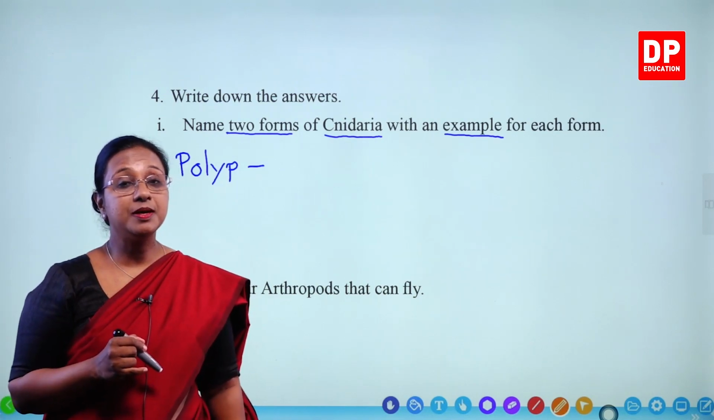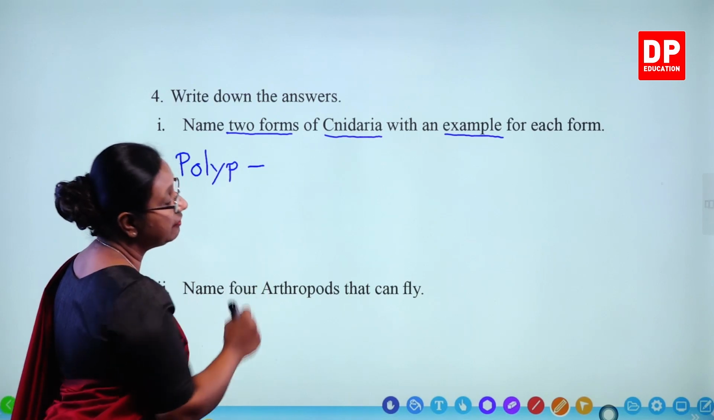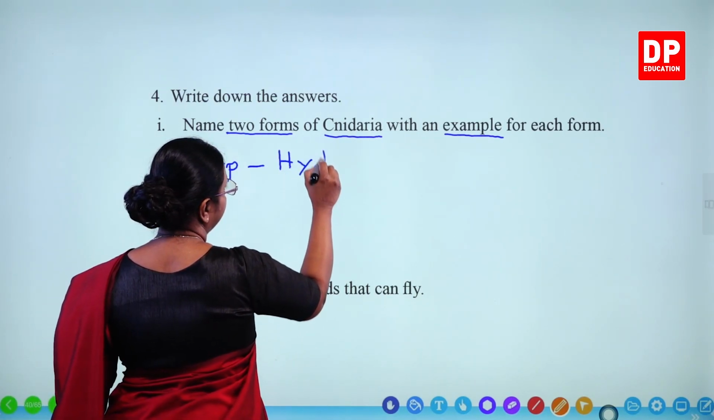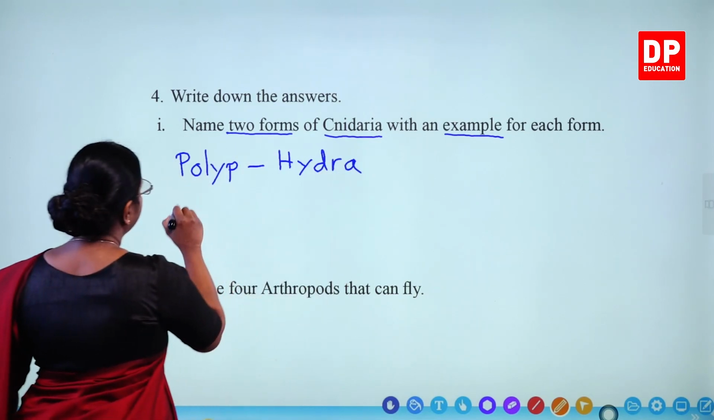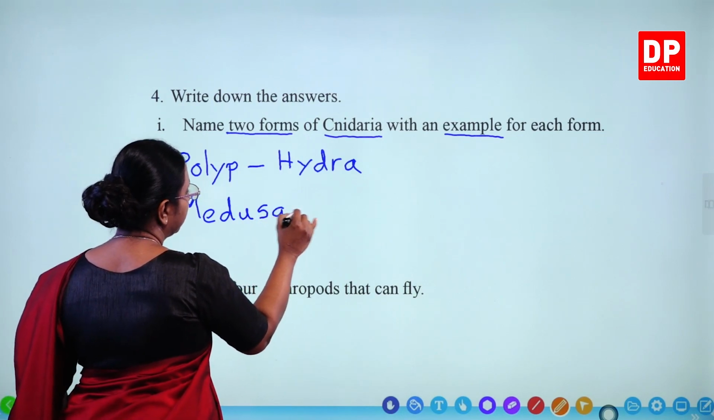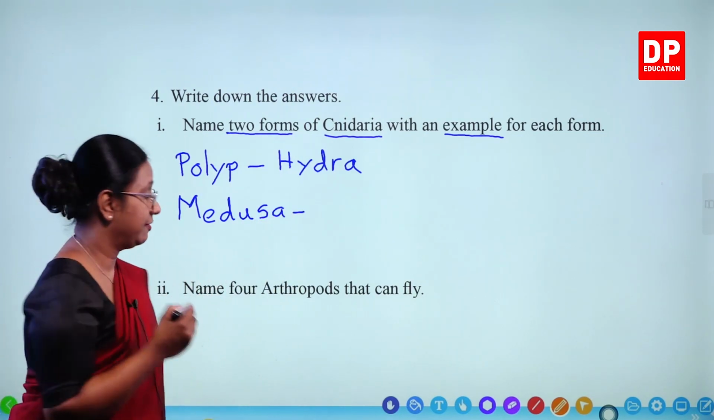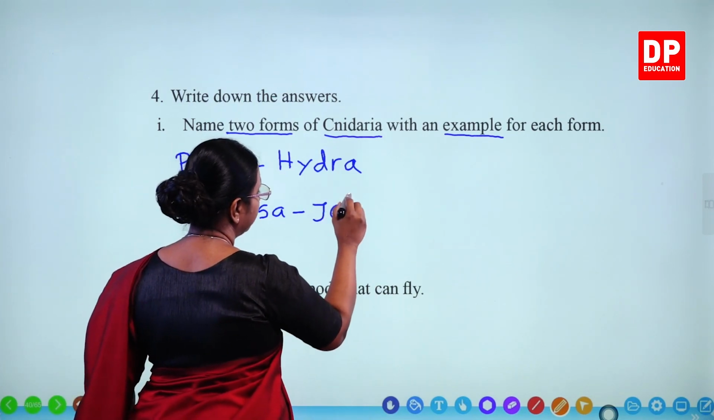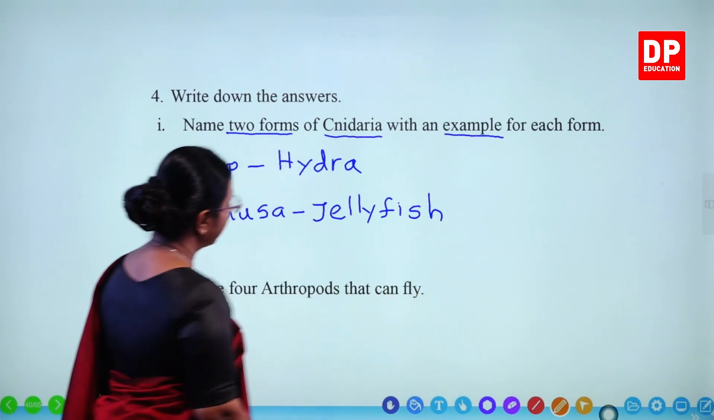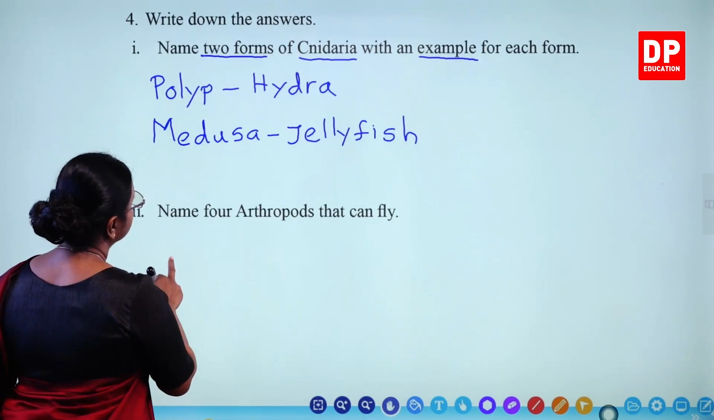Examples of polyp: hydra and sea anemone. So they have asked only for one example, so we can write hydra. Then Medusa. What is Medusa? Free floating form. Example, jellyfish. So we have answered that question. Then another question.